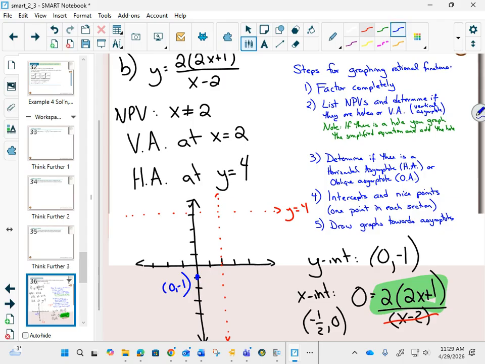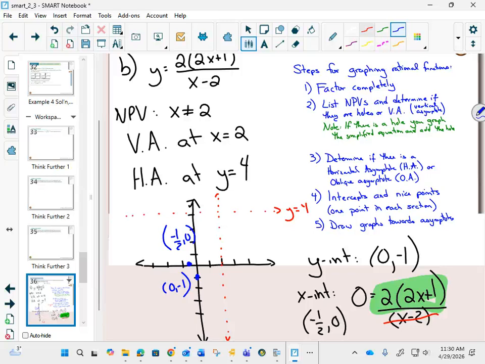Then I'm going to go to my graph and label that point. Now, once you have labeled your x-intercept and y-intercept, sometimes you're ready to go to step 5, but sometimes we need some other nice points. And I'm going to talk about what this means, 1 point in each section. Technically, with these 2 points, you have enough to do step 5 for this section.